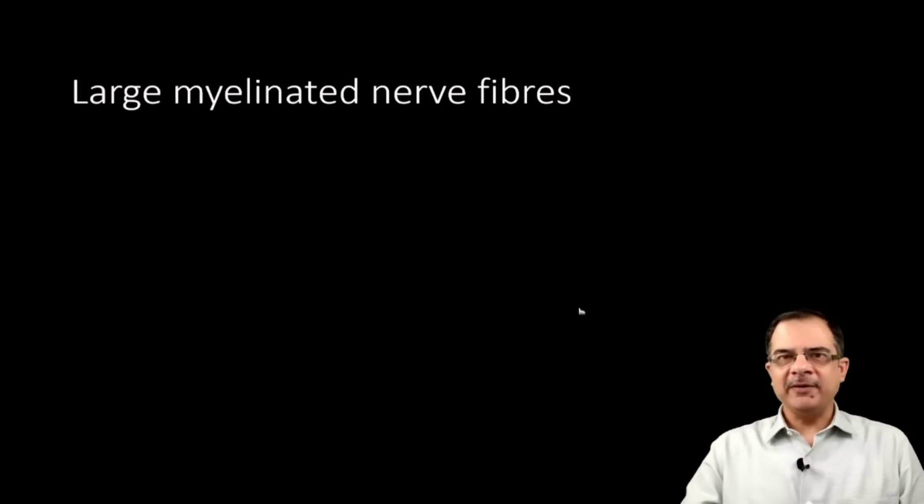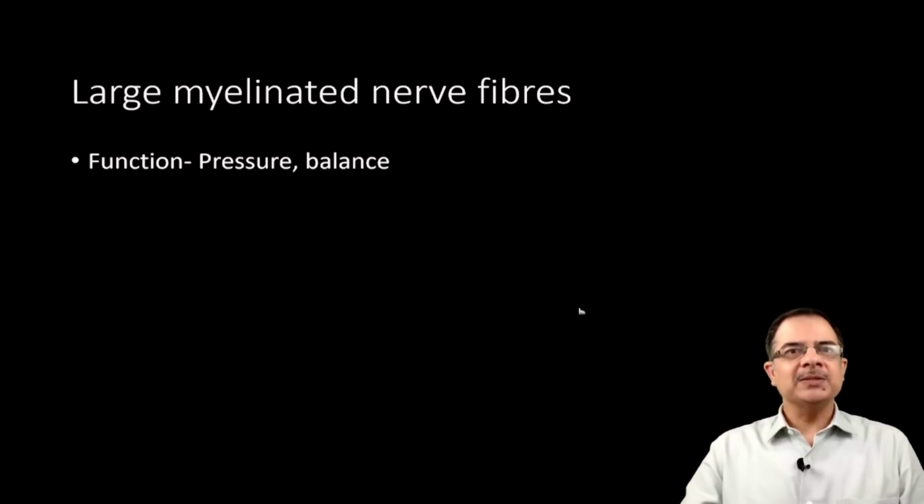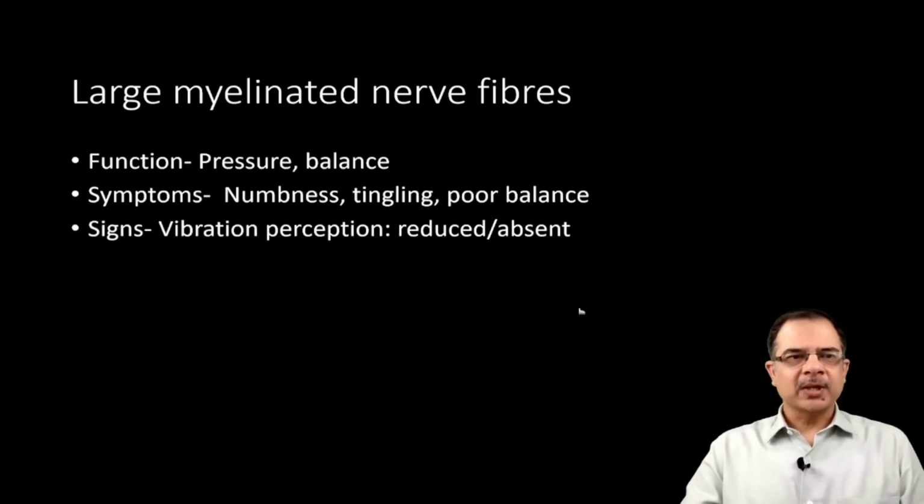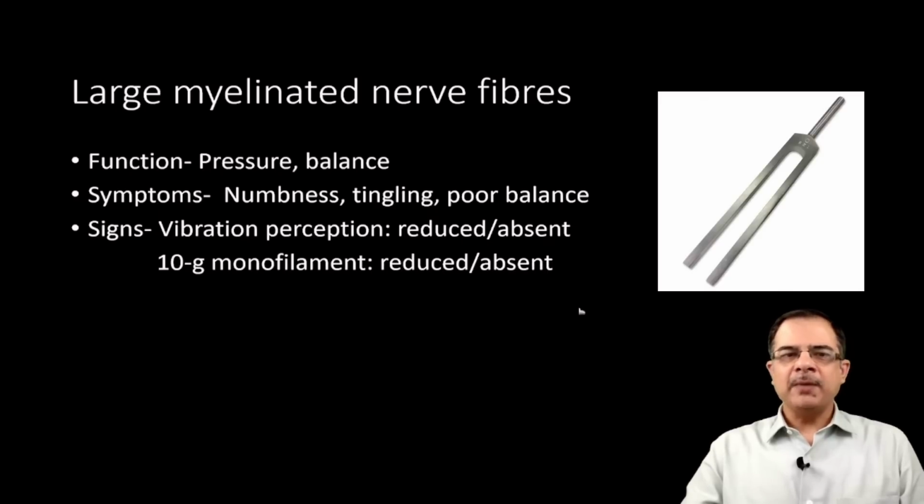Large myelinated nerve fiber, the function is basically pressure, balance, position sense. Symptoms will be numbness, tingling, or poor balance. Signs will be vibration perception will be reduced, and we check vibration with the help of a 128 hertz tuning fork.